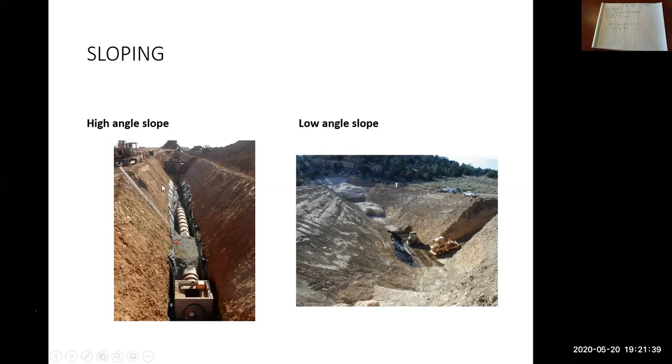So that's considered a high angle slope, so a steep slope. So then you have your low angle slope, which is this slope here. So that's flatter than 1-to-1. Again, there's more geotextile on the bottom. Kind of hard to tell what they're building there.